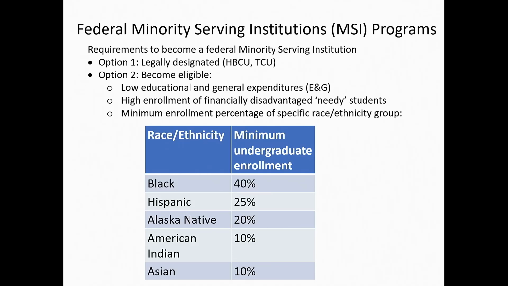Take a look here. Depending upon the type of minority, the race ethnicity category, you have minimum enrollment percentages. So if you are a campus that's not a historically Black college or university, but you enroll a high percentage of African American or Black students, you have to hit 40% of your students as African American or Black to qualify as a minority serving institution, which would be the predominantly Black institution designation. Whereas you only have to enroll 10% of your student body as Asian to qualify as the Asian American, Native American, or Pacific Islander serving institution.